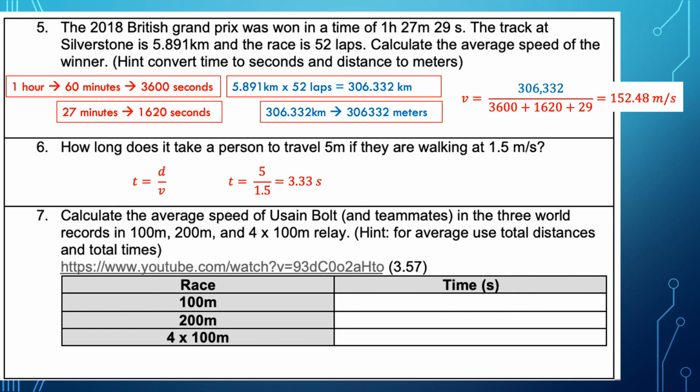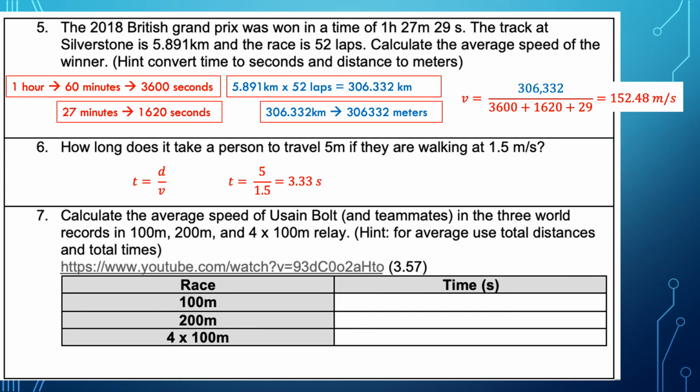All right, number 7 requires you to watch a video of Usain Bolt. So Usain Bolt and teammates, I forget what year this was, but they broke 3 world records. So Usain Bolt ran solo for 100 meters and 200 meters, and then the third race was a relay race between 4 people, and they each ran 100 meters. So take a look at the video and put the times in the slots, right? And the second column there, and then what you have to do is calculate the speed for those 3 times. Okay, so go ahead and watch that clip.